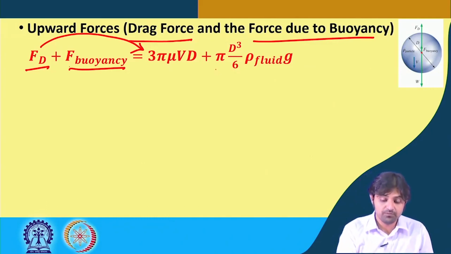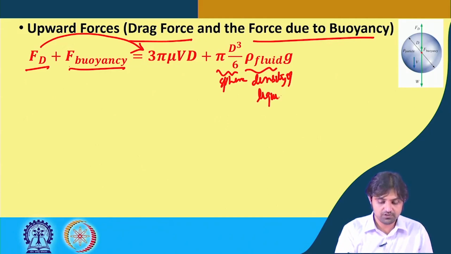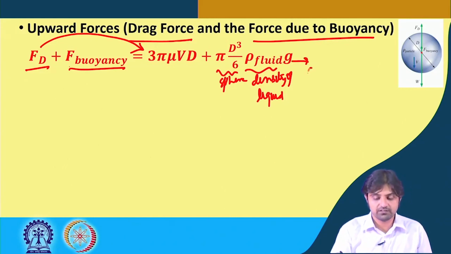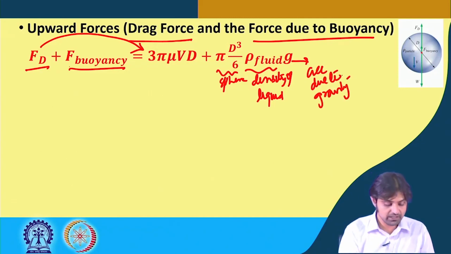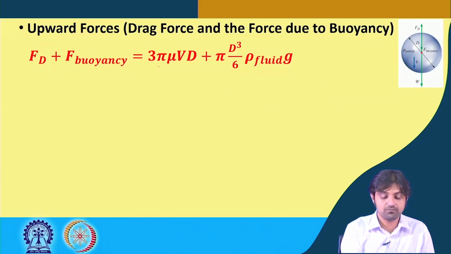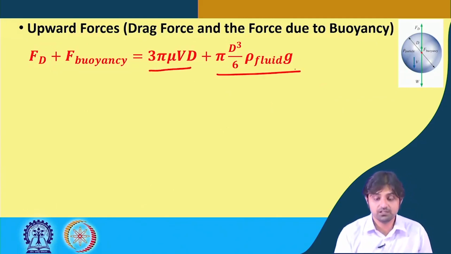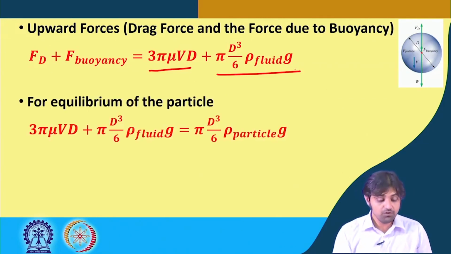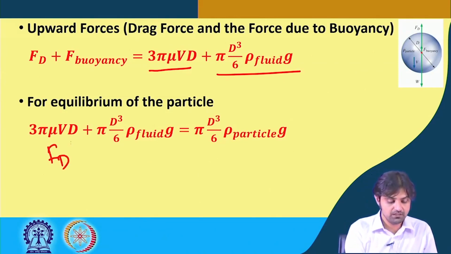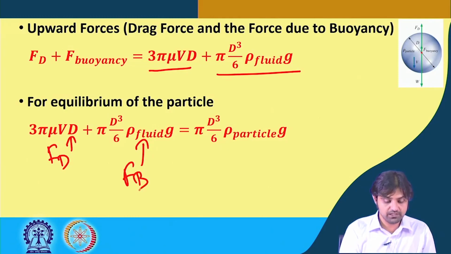So, the weight of the liquid that will be displaced will be the volume of the sphere, but into the density of liquid, that is what we have written, rho fluid, and this is acceleration due to gravity. Alright. So, Fd plus F buoyancy is 3 pi mu d plus pi d cube by 6 rho fluid into g. Now, for the equilibrium of this particle, these two forces should be balancing. So, Fd plus F buoyancy is equal to W, for example.